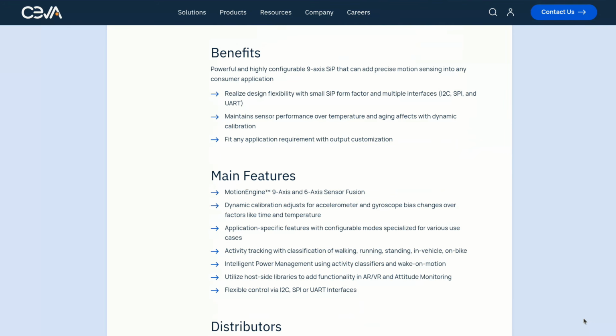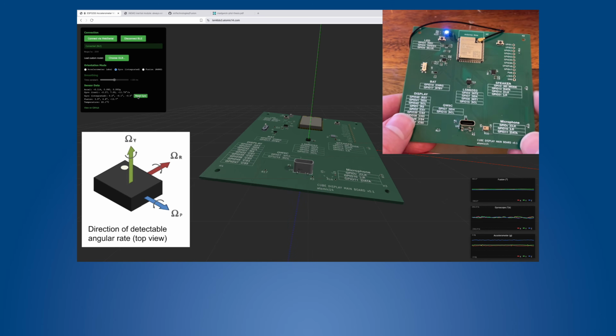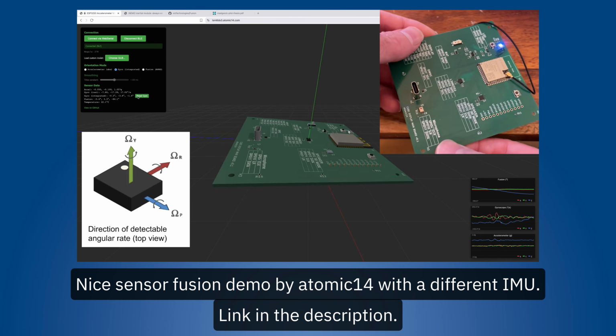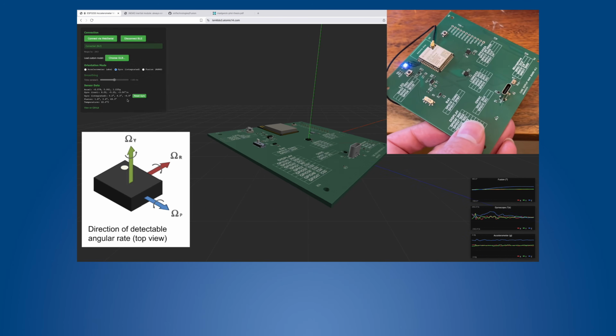9-axis just means that it has a 3-axis accelerometer, gyroscope and magnetometer on board, and then uses some fancy proprietary sensor fusion algorithms to determine the way it's pointing very accurately and reliably. I put a few resources about these sensors in the description, so I won't cover them in any detail here.